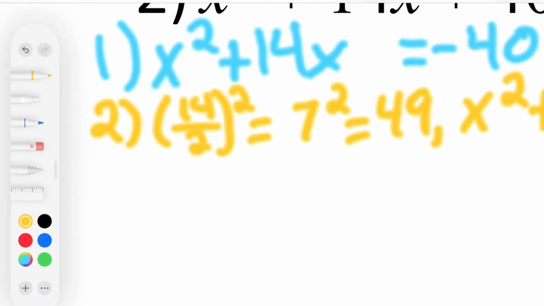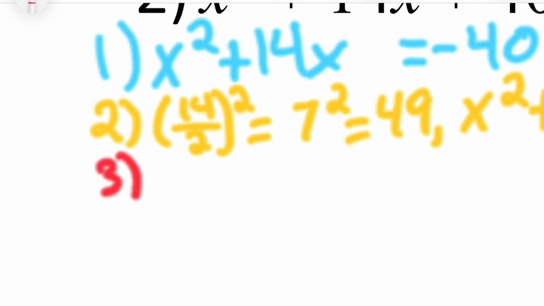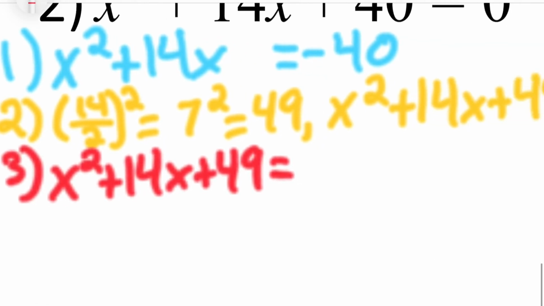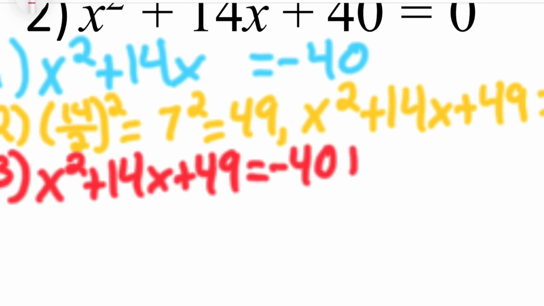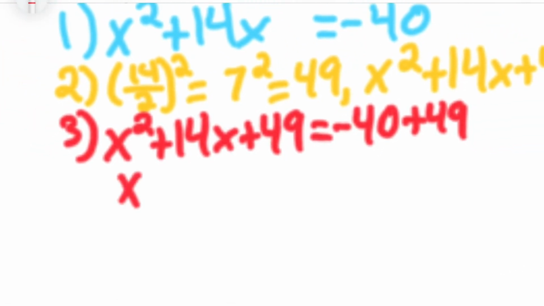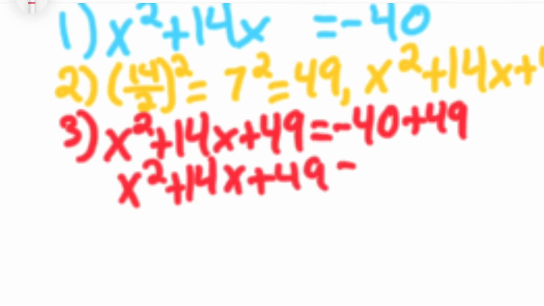Step 3, we're going to add whatever we just created on the left side to the right side. So now our equation is going to be x squared plus 14x plus 49 equals our negative 40 plus our 49 that we created. So after step 3, our equation looks like x squared plus 14x plus 49 equals 9.